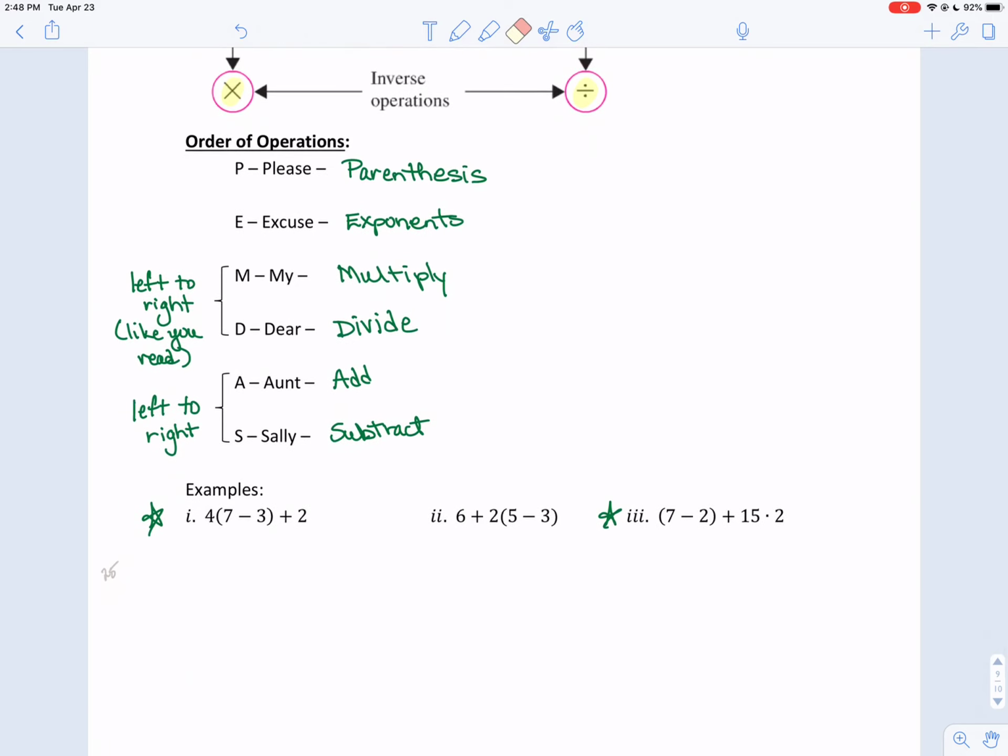So let's work that middle problem. Notice you have parentheses, so we're going to do what's in parentheses first. That's where we got our 2. Next, we're going to do our multiplication, and then finally the addition. So I'd like for you to do the other 2 problems to turn into class.